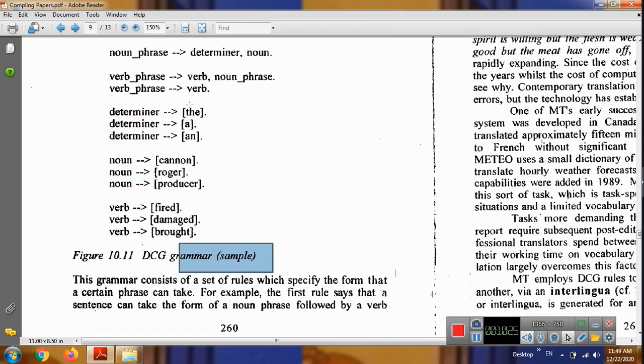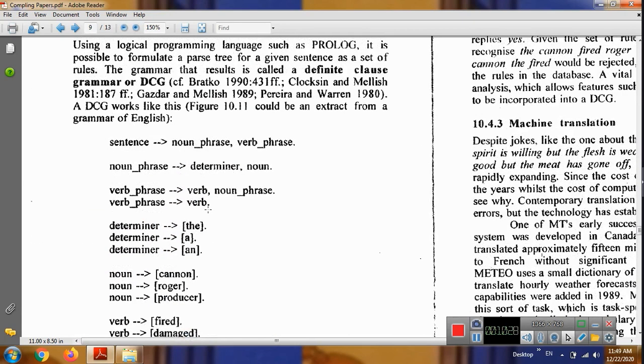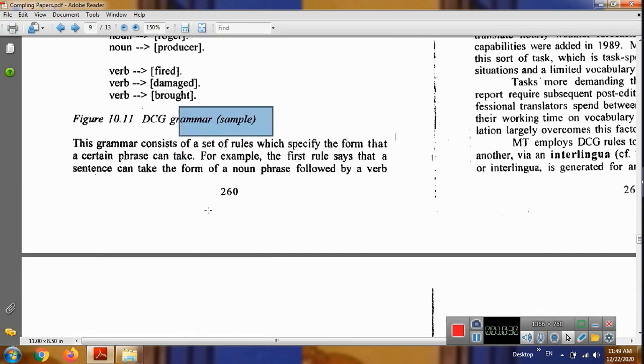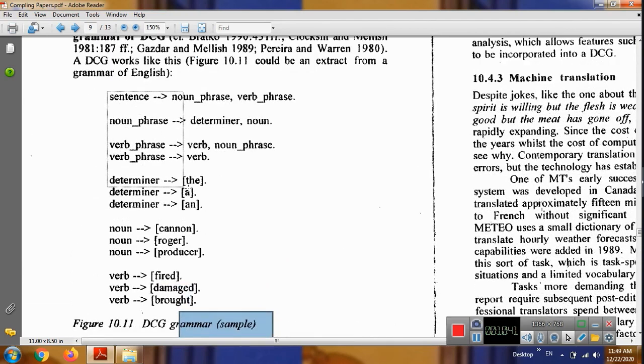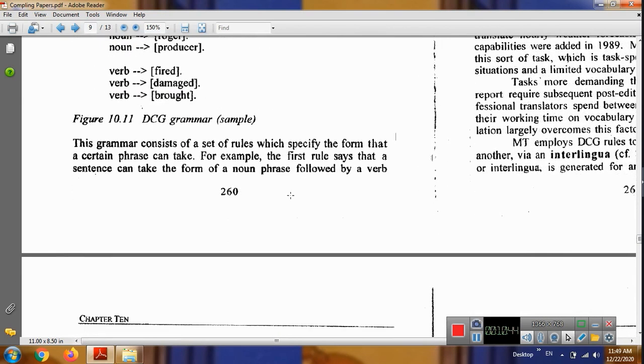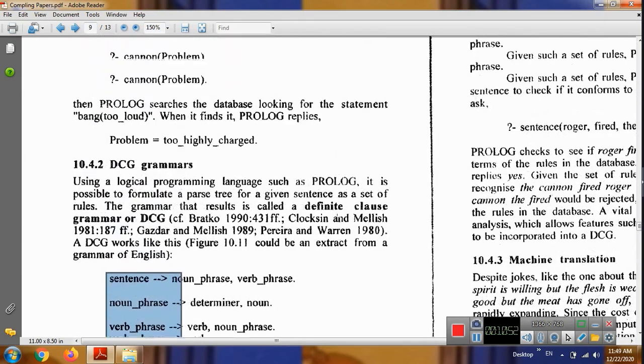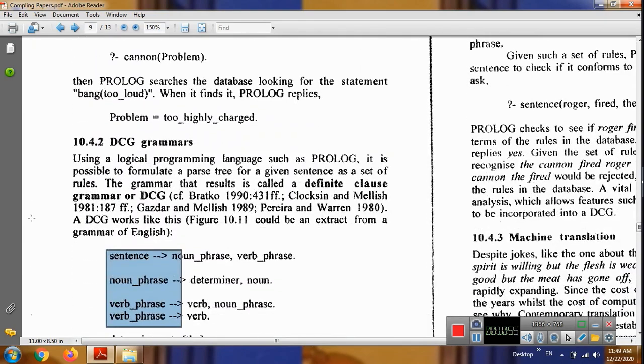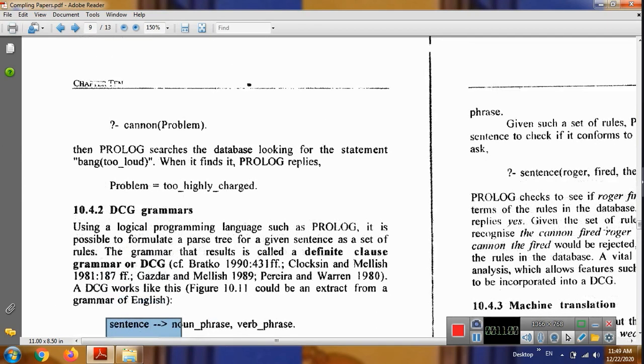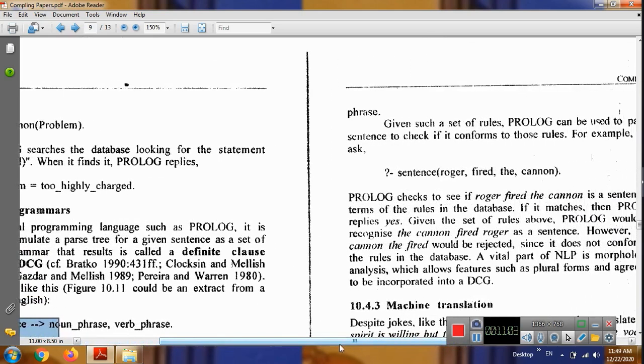Figure 10.11, DCG grammar. Here you can see a sample of a DCG grammar, which stands for definite clause grammar. This grammar consists of a set of rules which specify the form that a certain phrase can take. Here is its form and its rules. For example, the first rule says that a sentence can take the form of a noun phrase followed by a verb phrase.